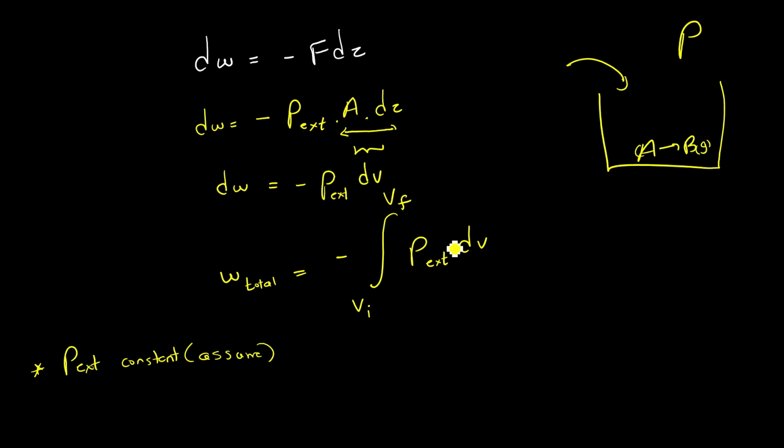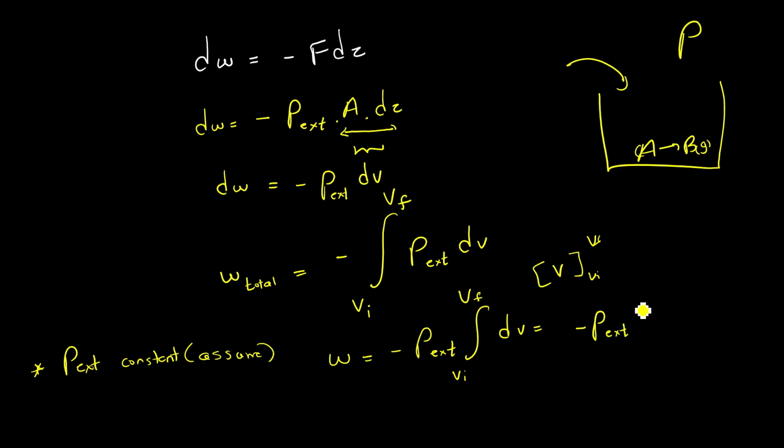Let's assume we have PEXT as a constant. Now what happens? A constant can be taken out from the integration. So we have W equals negative PEXT times the integral from VI to VF of dV. I hope you know how to do the integration. There's simply 1 here, so the integral is V, with the limits VI and VF. With the limits applied, you can write the final equation as W equals negative PEXT times (VF minus VI). So this is our final equation, right?